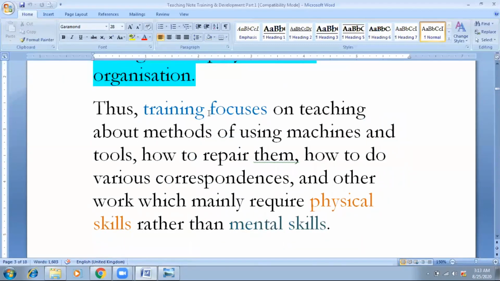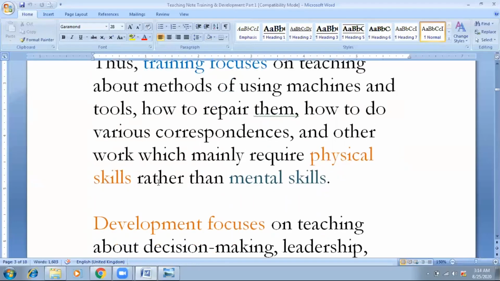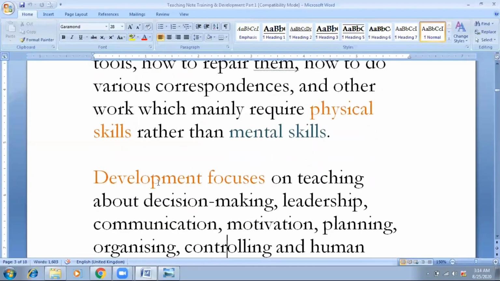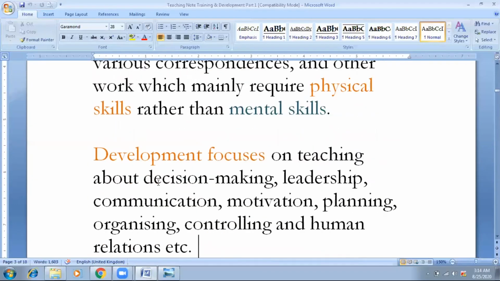So therefore, training focuses on teaching about methods of using machines and tools, how to repair them, how to do various correspondences, and other work which mainly require physical skills rather than mental skills. Mental skills are mainly needed by managers. Physical skills are mainly needed by non-managers. Development focuses on teaching about decision-making, leadership, communication, motivation, planning, organizing, controlling, and human relations, etc.